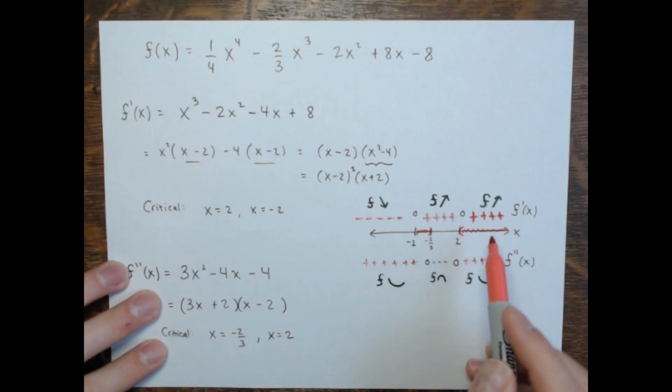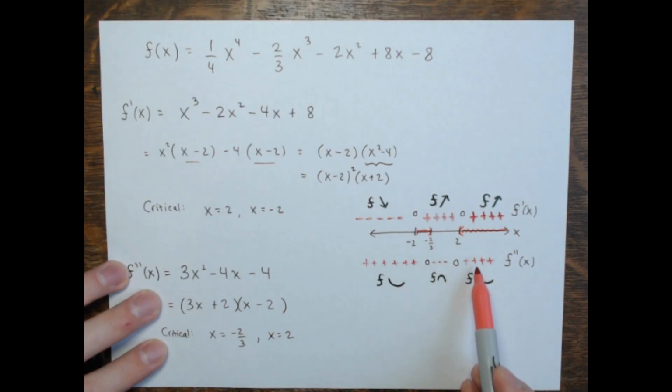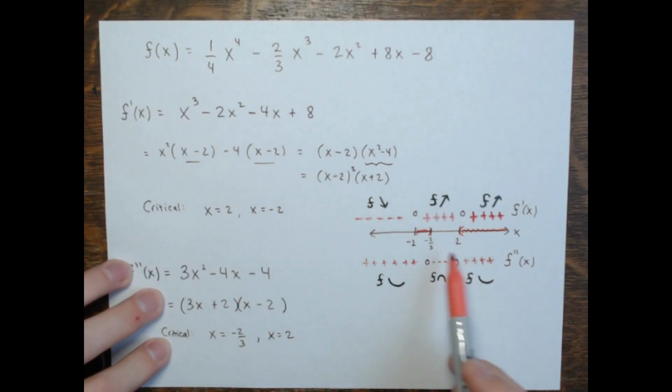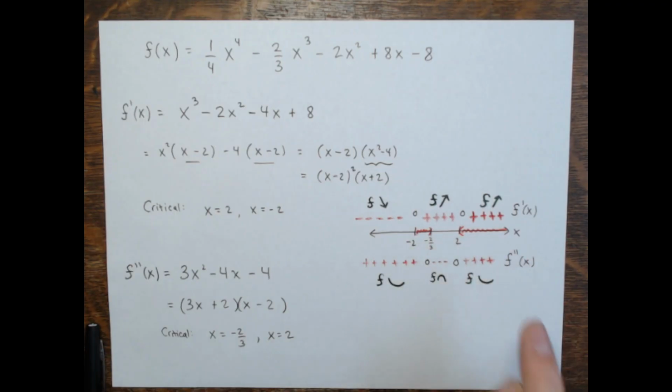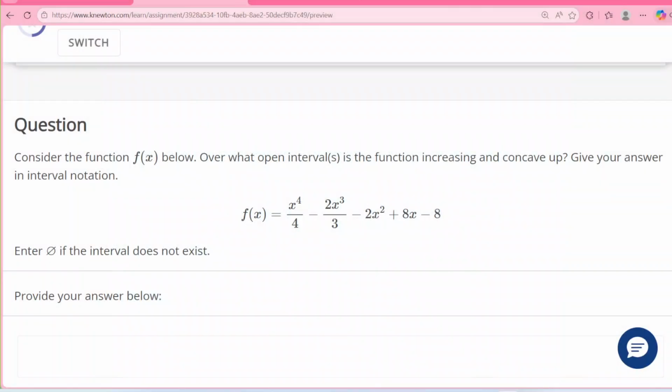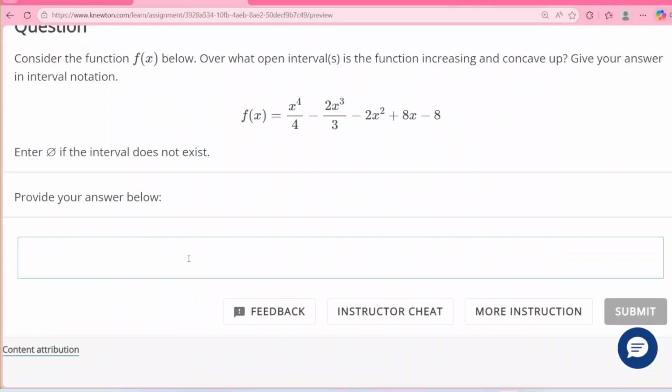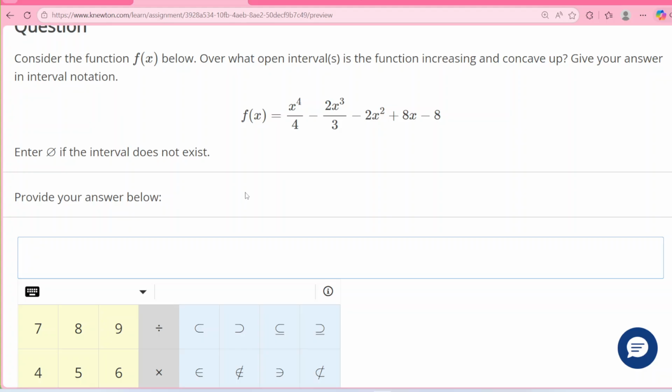From 2 onward, we've got a positive first derivative and positive second derivative, so increasing and concave up. So there are 2 intervals here, one from negative 2 to negative 2/3, and the other from 2 to infinity. I'll be using the union symbol here. They just said to put it in interval notation. They didn't mention anything about a comma separating the intervals.